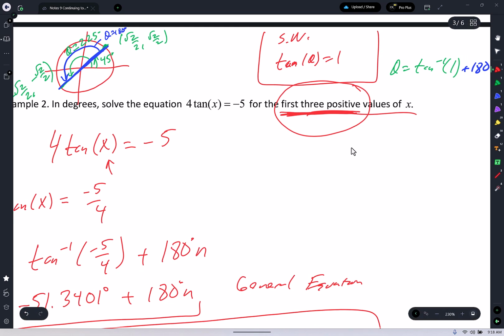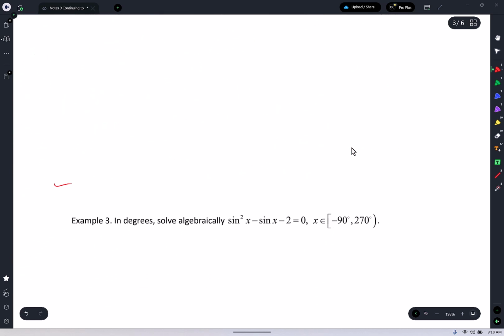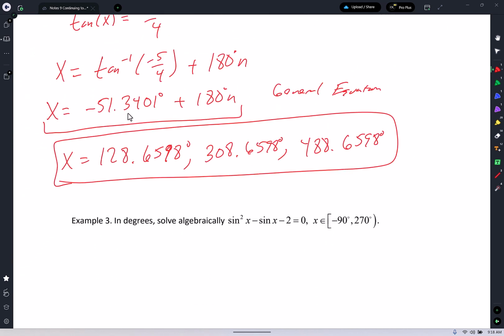So we just keep adding the 180 to the negative 51.304. So n is just an integer, remember? So I added 180 to this and I got this number. And then I added 180 and I got the next one.